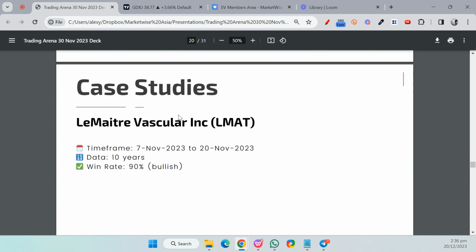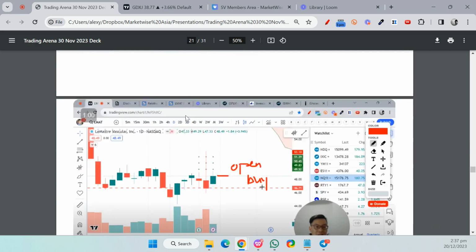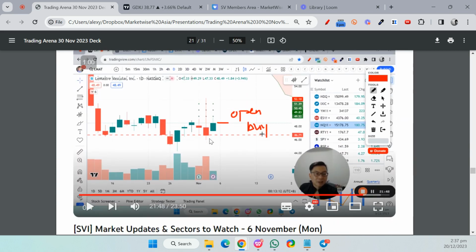So this is the Metri Vascular. All right, can you see on this chart over here, there is a wash and rinse pattern. The wash line, as shown on this chart, is 46.71. This is actually on a Thursday, there's a wash line, and then on Friday, price closed above the wash and rinse. Price closed above the wash line over here.